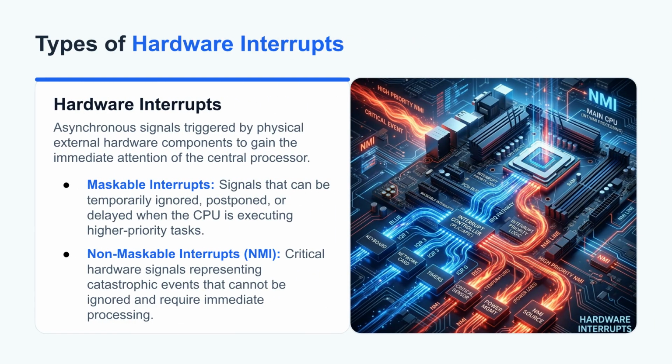Hardware interrupts fall into two primary categories: maskable interrupts and non-maskable interrupts, NMI. Maskable interrupts are standard hardware signals generated by routine devices like keyboards, mice, or disk controllers. The CPU can temporarily mask, delay, or postpone servicing these interrupts if it is currently executing a time-critical, higher-priority task. In contrast, non-maskable interrupts are reserved for critical, unrecoverable system events, such as hardware power loss warnings, chipset memory parity errors, or thermal emergency limits. NMIs bypass standard interrupt masking registers and demand immediate CPU execution to preserve system integrity or safely shut down.